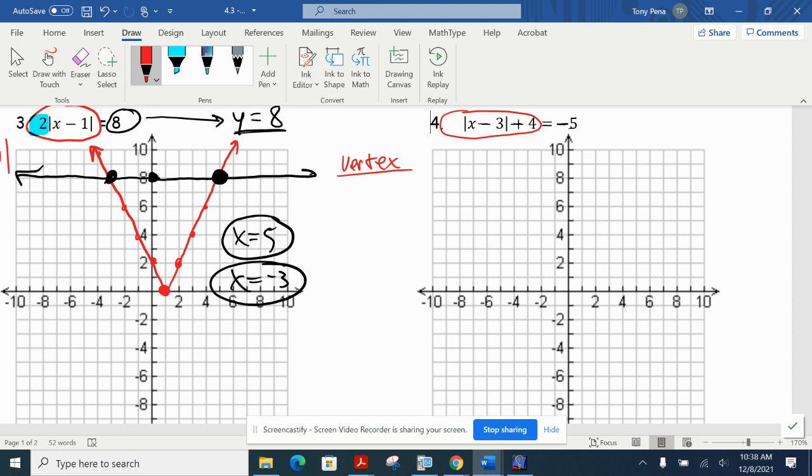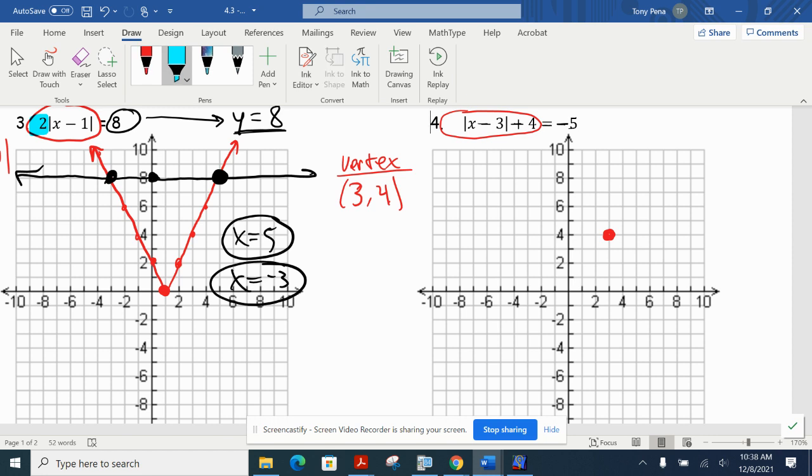All right, Myrna. Ready, Myrna? Ready? Yeah. All right, what'd you get for the vertex, Myrna? 3, 4. Good. So 3, 4 is the vertex where the V should start. So I come over here to 3, 4. So that's where the point of the V is, and it again opens upwards.